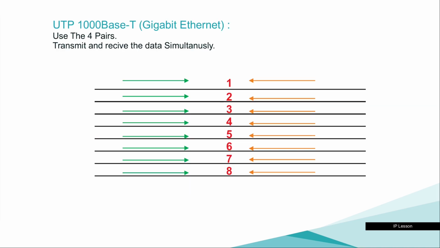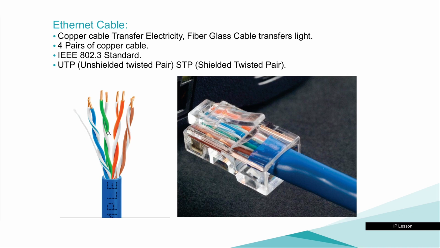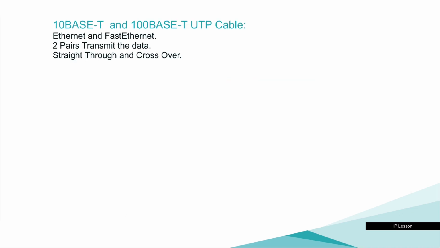So let's start with the 1000BASE-T cable. The 1000BASE-T cable uses all 4 pairs of the cable to transmit and receive data simultaneously. But for the 10BASE and 100BASE cables, those types use only 2 pairs to transmit and receive data. The connection of those pairs can be straight through or crossover.